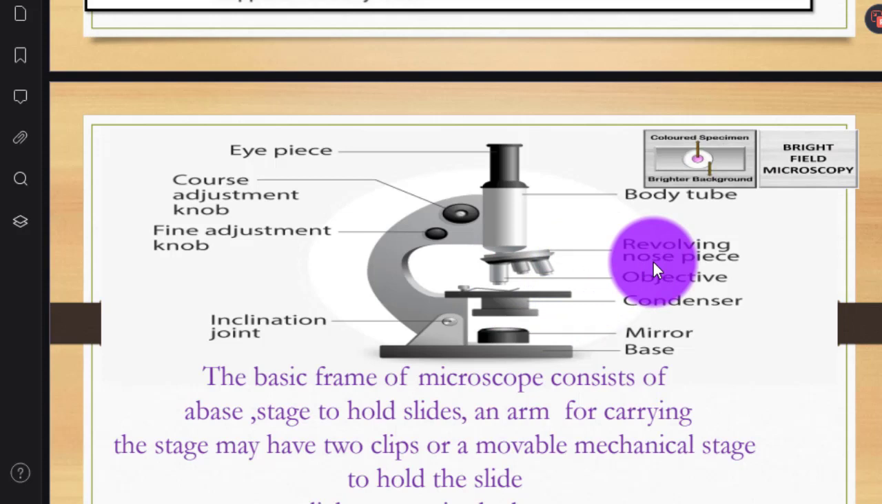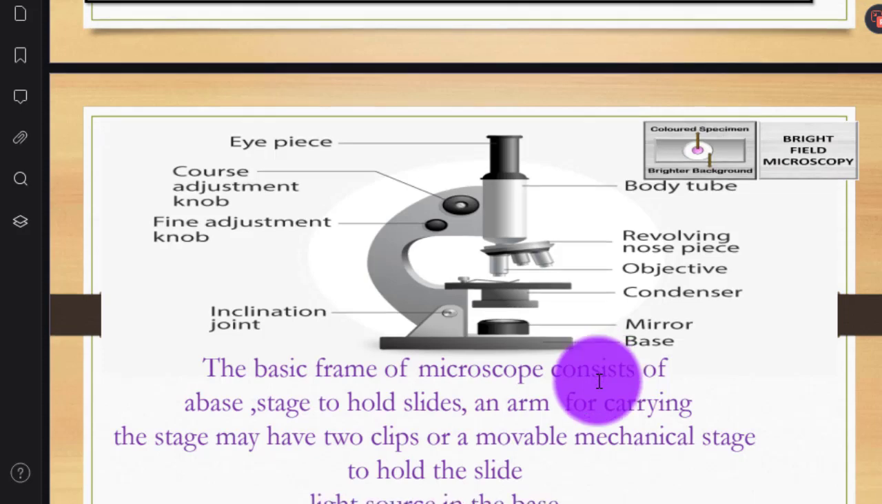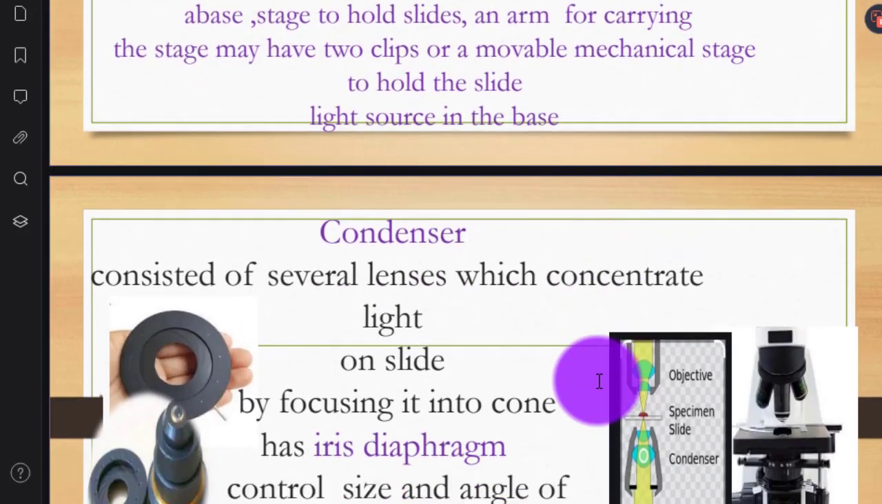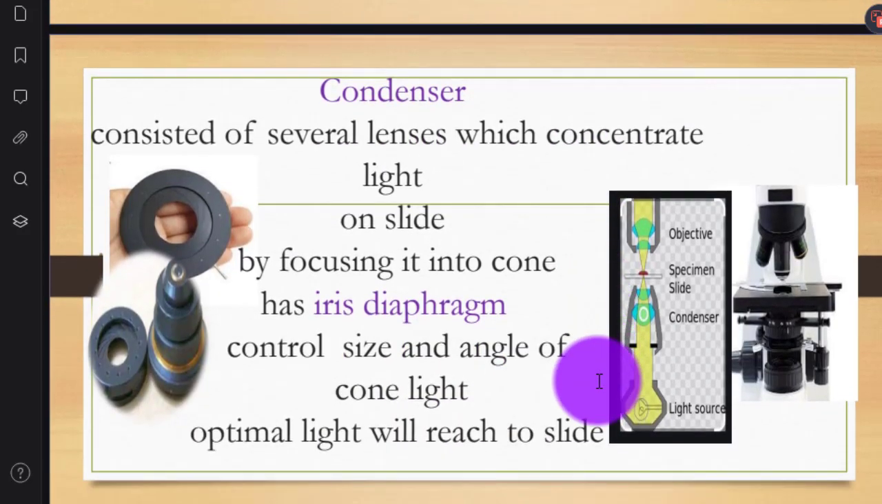Revolving nose piece. The basic frame of the microscope consists of the base, the stage to hold the slide, an arm for carrying the stage, which may have two clips or a movable mechanical stage to hold the slide, and the light source in the base. The condenser consists of several lenses which concentrate light on the slide by focusing it into a cone, with an iris diaphragm.